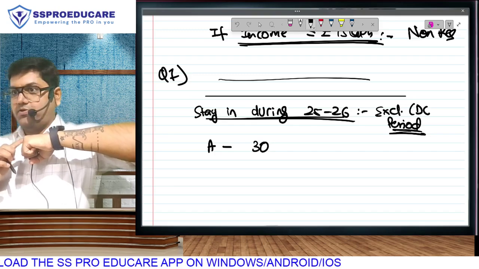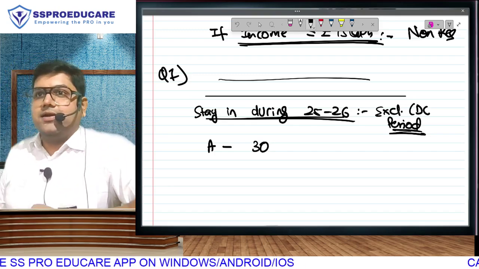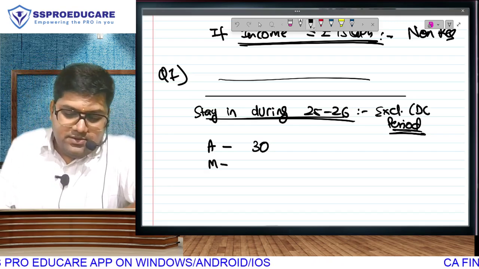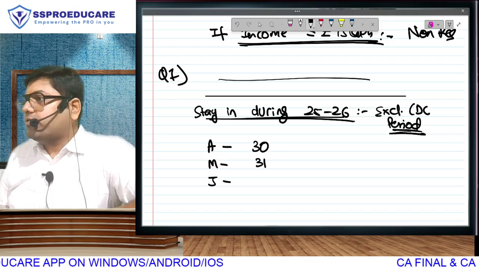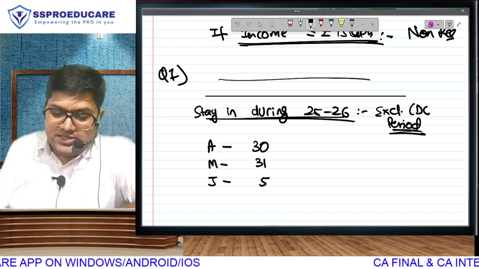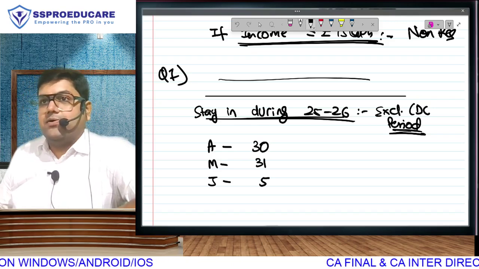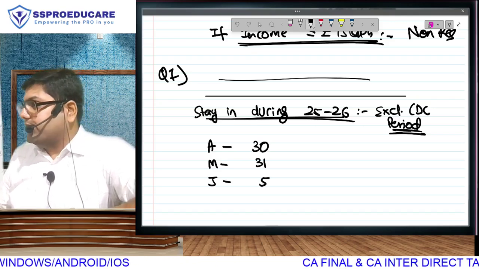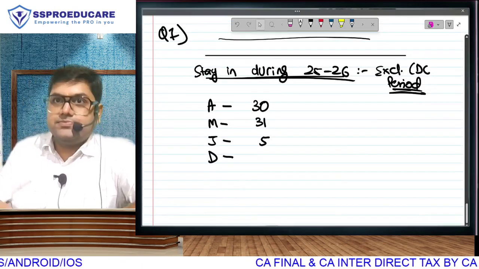April 30 days. May 31. June 6, 5, because CDC has started on 6. Correct hai? July, August, September, October, November, CDC is going on. CDC is going on. December mein CDC got over when?